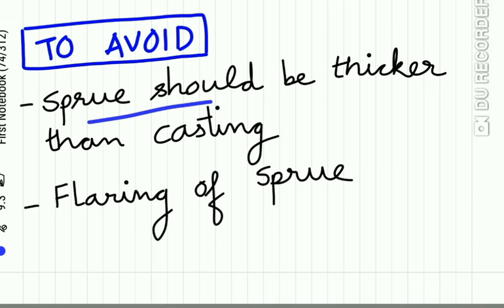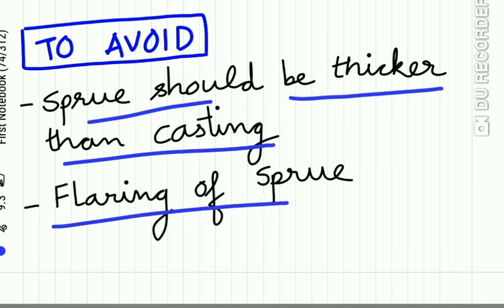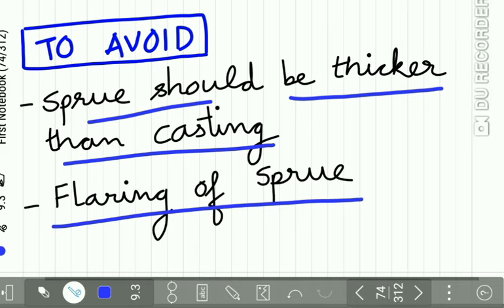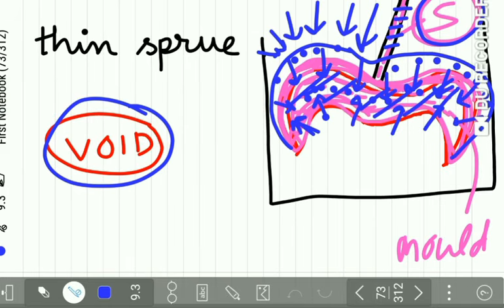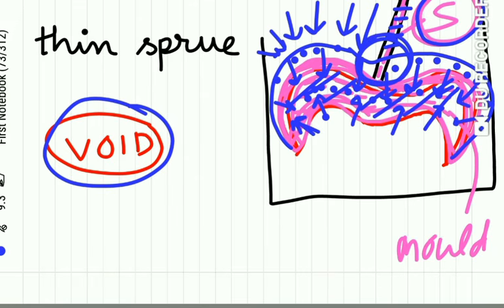The sprue should be thicker than the casting, and also there is a flaring of the sprue where it is attached to the wax pattern. Now this shrink spot porosity mostly occurs at the junction of the sprue and the wax pattern.